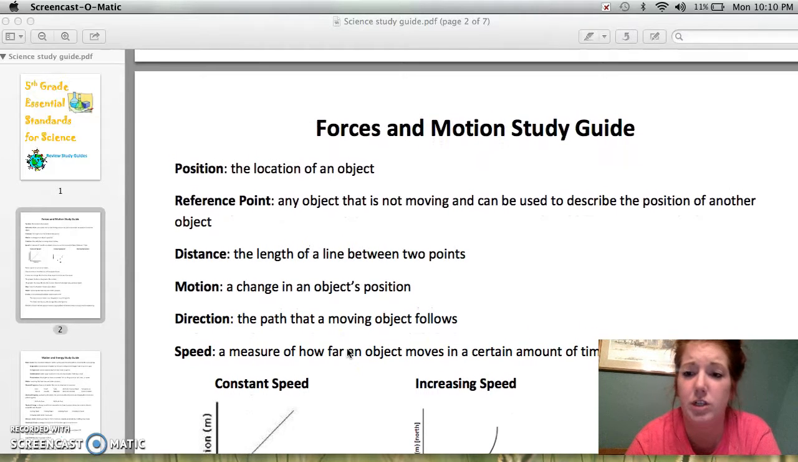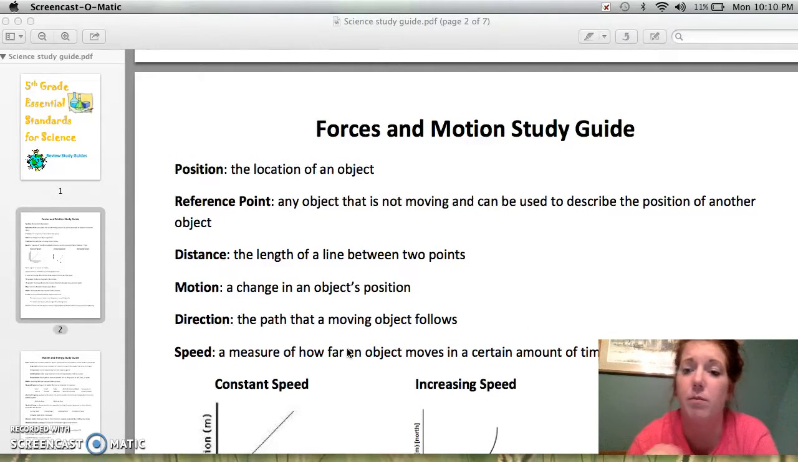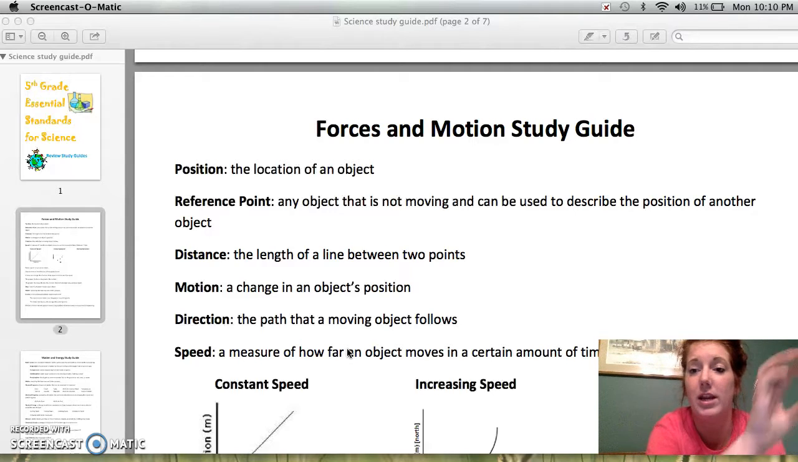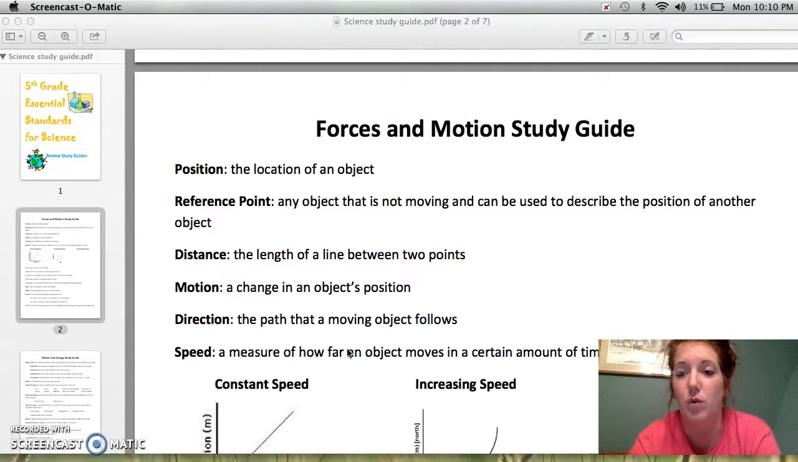Motion is a change in an object's position. For force and motion, the motion piece is when it changes its position. Back to the definition of position, where it's located. So if it was at point A and it's moved to point B, that change in position is motion. Direction is the path that a moving object follows. Once a force is acted on it, it moves in the direction that force has pushed or pulled it.